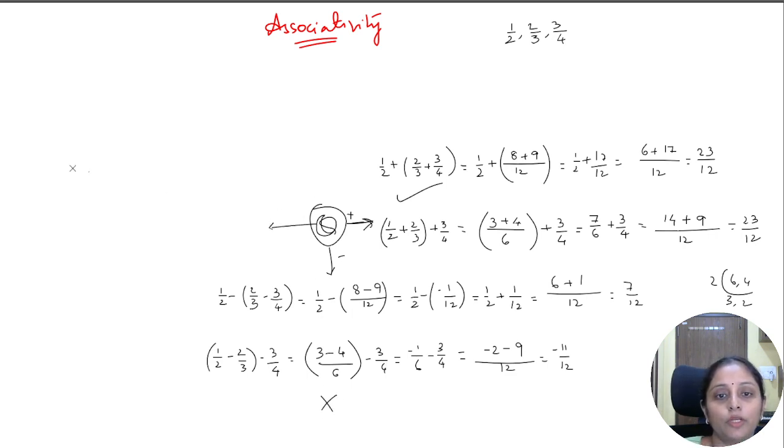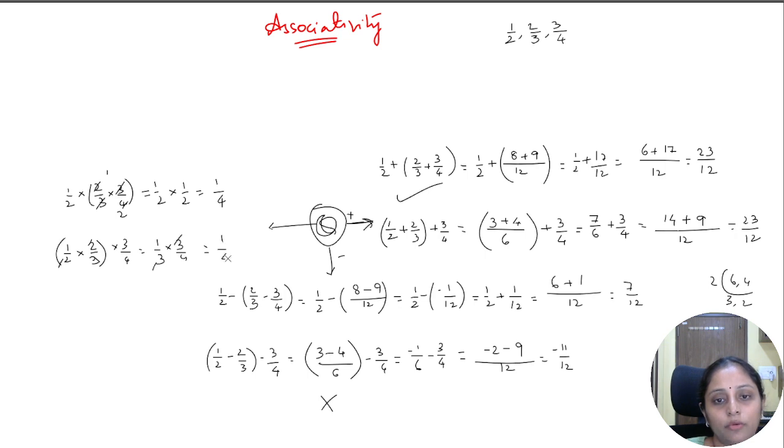Okay. Now coming to multiplication, I have to compare 1 by 2 into 2 by 3 into 3 by 4 with 1 by 2 into 2 by 3 into 3 by 4, right? Now this is, I can cancel this, 2 ones, 2 2s, so this is 1 by 2 into 1 by 2, which is 1 by 4, whereas here I can cancel this 2, this is 1 by 3 into 3 by 4, which is equal to again 1 by 4, right?